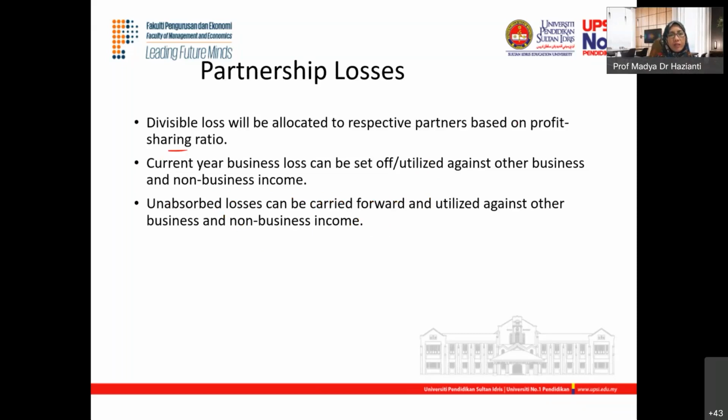Okay, and the current year business loss can be set off against the other business and non-business income, and unabsorbed losses can be carried forward and utilized against other business and non-business income. So you have to go back to the format yang tadi kita tengok format masa awal tadi dengan format dekat capital allowance tadi kan, dia ada unabsorbed loss. So that is how we present the partnership losses.